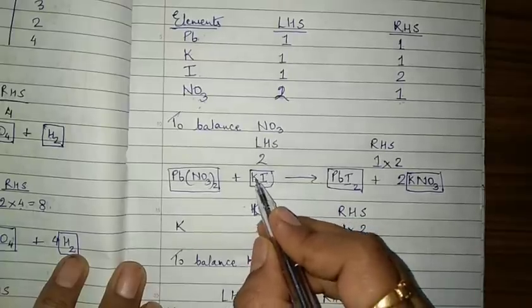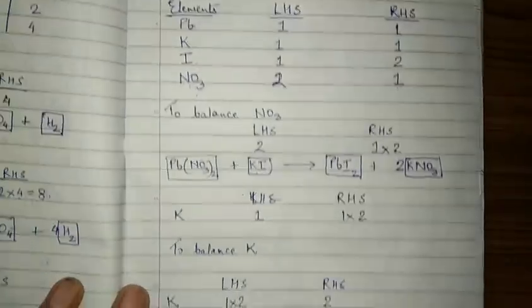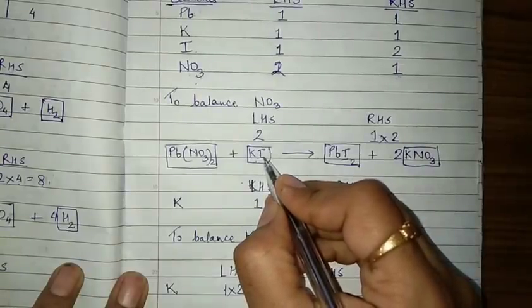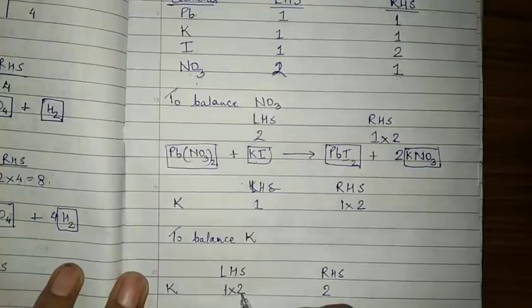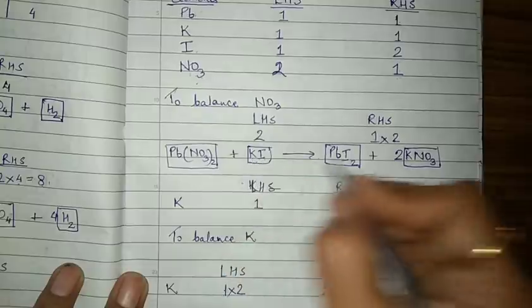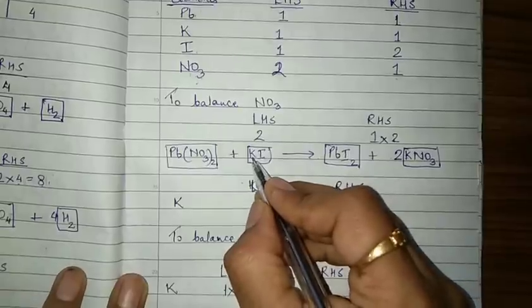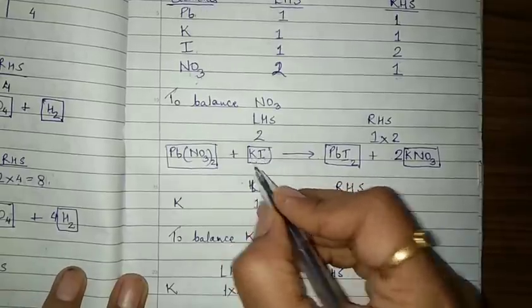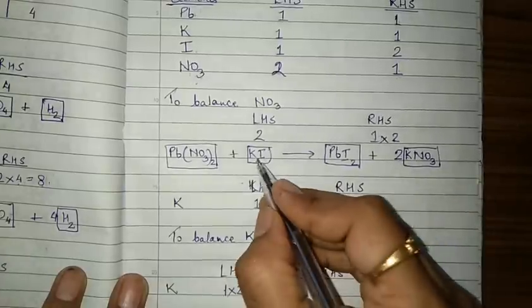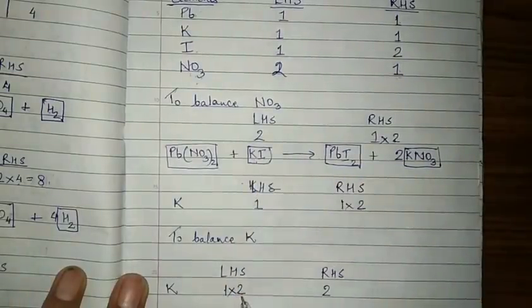So, this means that we need to balance the number of I on the left hand side. To balance that I, we multiply on the left hand side by 2. Instead, I can also see that K is not balanced, so instead of balancing I, I can write K balancing. To balance K, what we can see is that on the right hand side it was 2, on the left hand side it was only 1. So what we did was multiply the left hand side K by 2.